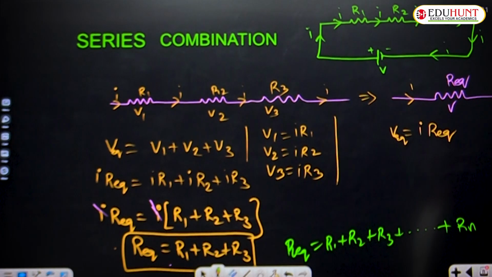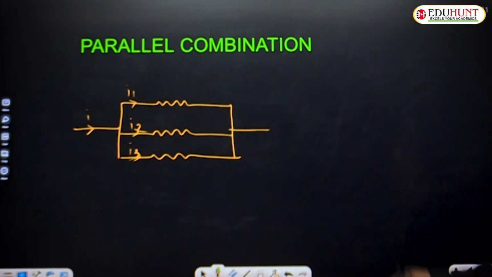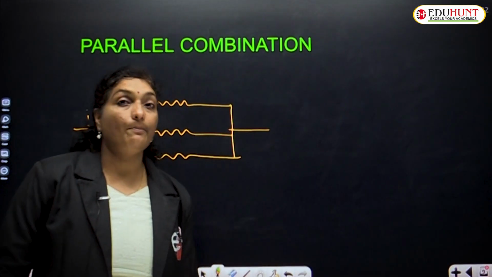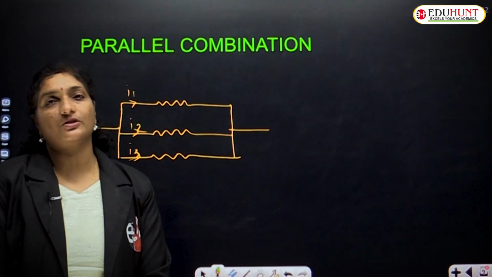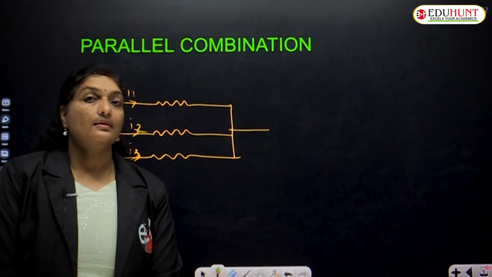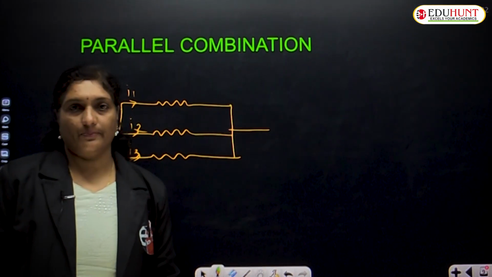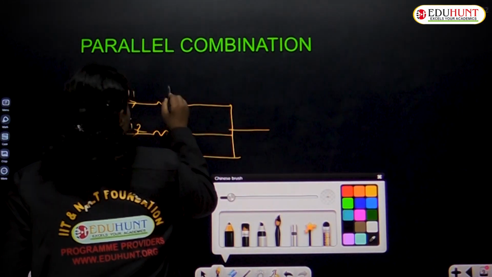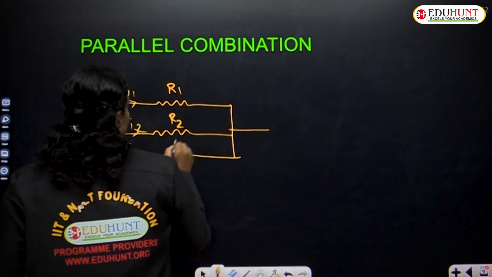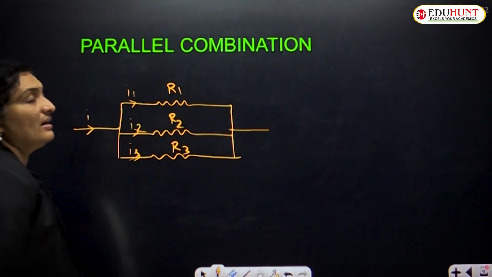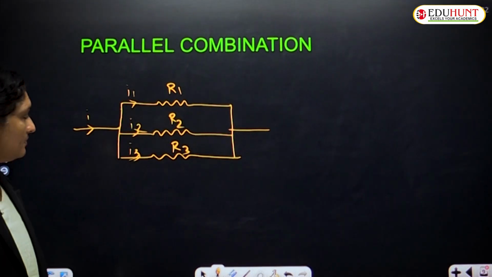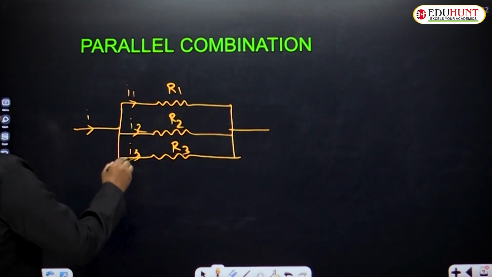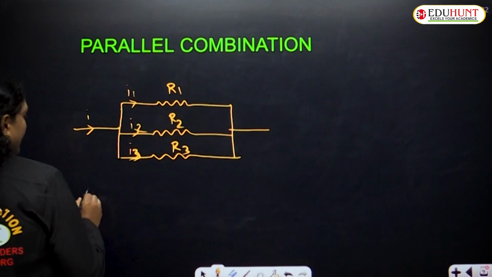So shall we move to the next one, that is the parallel combination, as shown. In the parallel combination, what remains constant, children? Potential difference across the ends remains constant, whereas the current will be different. So in one resistor, depending upon the resistance it offers, R1, R2, R3, the current will be divided accordingly.